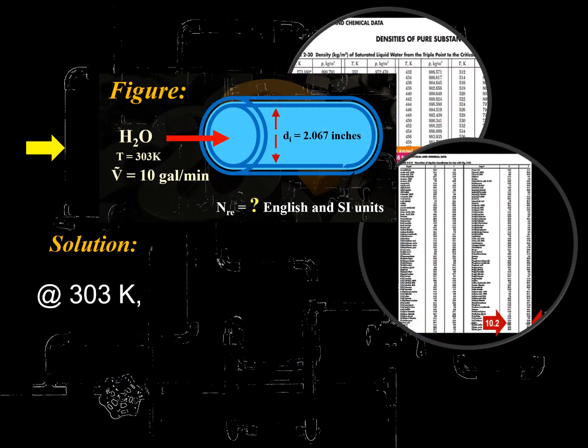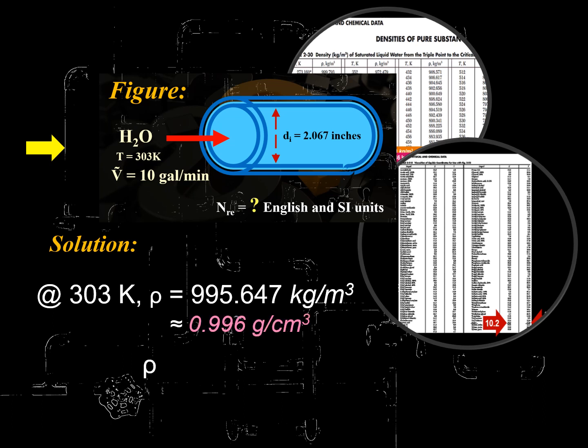After interpolation, the value obtained is 995.647 kilograms per cubic meter, rounded off to 0.996 grams per cubic centimeter. Now I need to convert the units to the English system. So the value of the density of water becomes 62.18 pound mass per cubic foot. You can do this in your calculator.